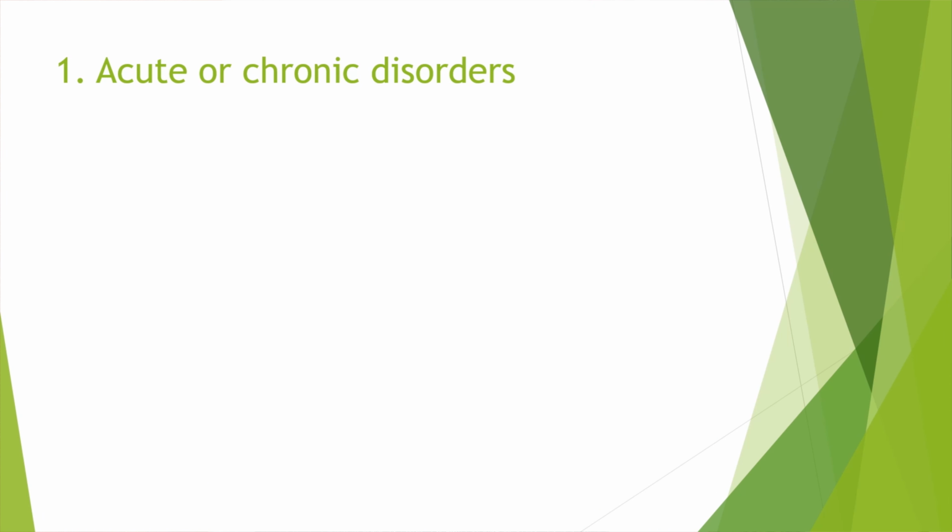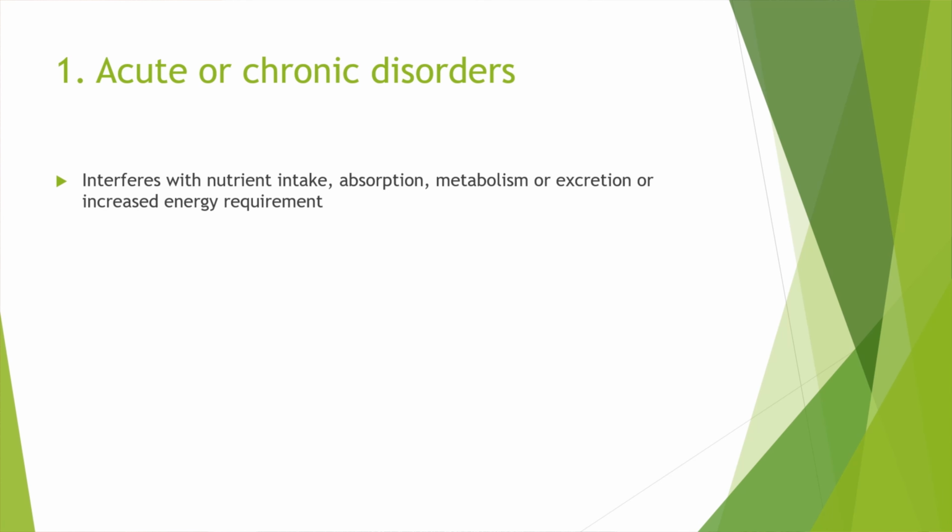Our first point will be acute or chronic disorder or disease, such as cleft lip disease, celiac disease, diarrhea, diabetes, and tuberculosis. These conditions interfere with nutrient intake, absorption, metabolism or excretion, or increased energy requirements. So if your child has one of these conditions, chances are very high that their weight gain will not be as expected, and this is going to lead to failure to thrive.